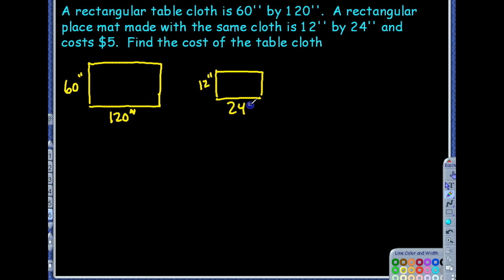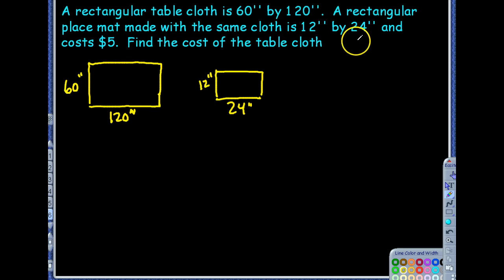They kind of gave them to you in order, but that won't always happen, so just keep that in mind. Smaller with smaller. You want to make sure it's corresponding. Now, since they're both rectangles, we know that all the angles are going to be right angles, and if you compare one side to the next, they're going to have proportional sides. So that means these are similar.